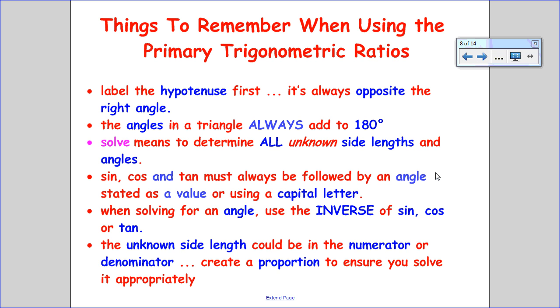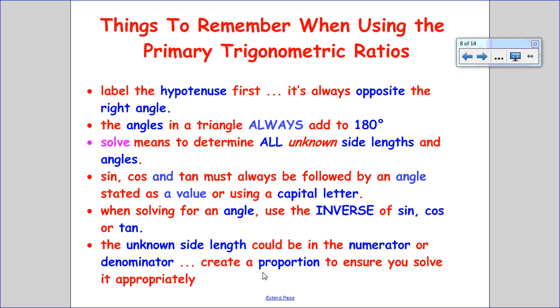When I'm using my calculator and I want to evaluate a sine of an angle, so sine 45 degrees or cos of 45 or tan of 45, I'm going to have to press just sine and the number on my calculator. I can't just say sine, cos, or tan. I have to have a value after it, or I have to use a capital letter for the angle. When I'm solving for an angle, I have to use the inverse of the sine, cos, or tan function on my calculator, and that may require me to use a shift button or a second function button. Every calculator is different, so you're going to have to play with your own calculator.